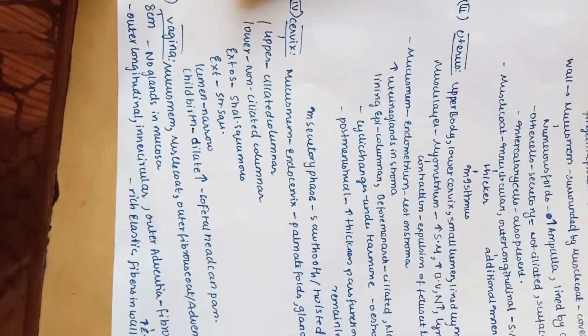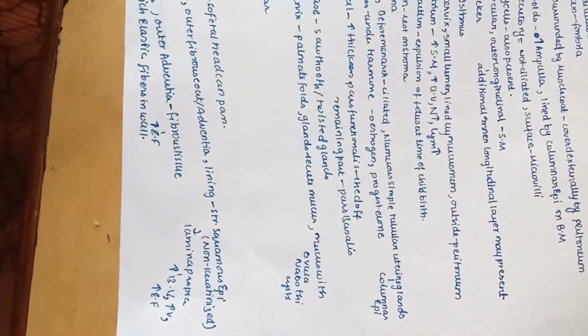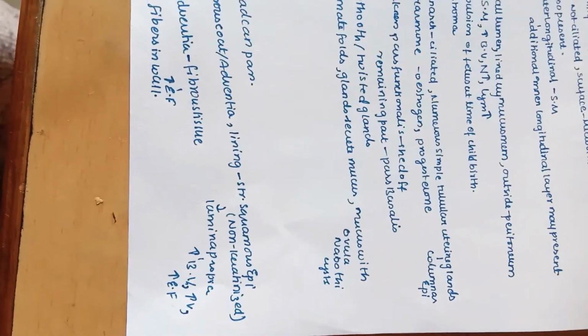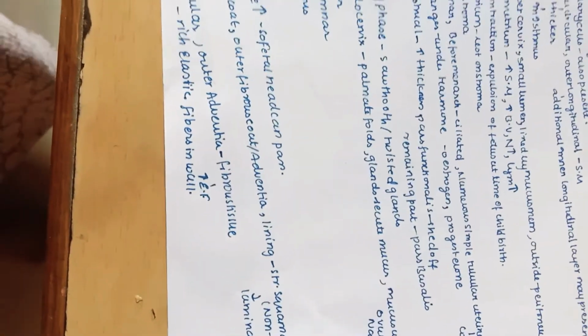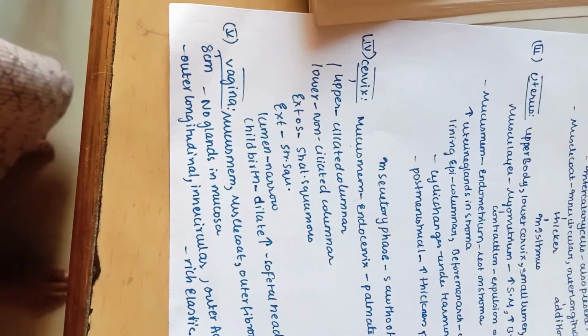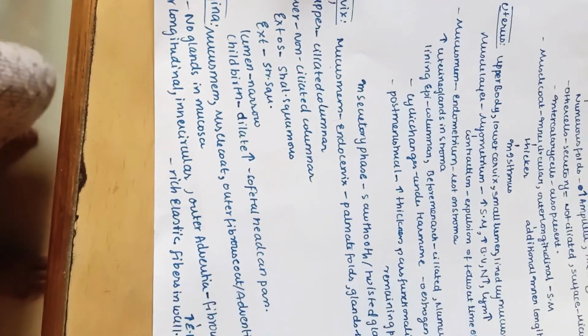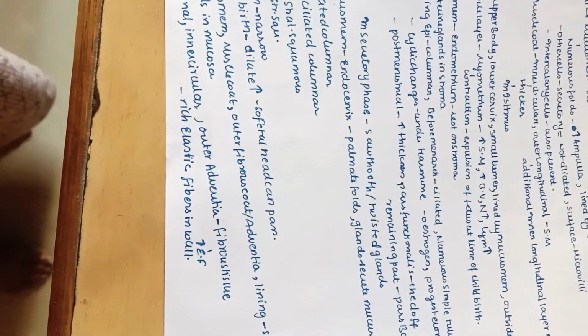So the vagina has a mucous membrane, muscle coat, and outer fibrous coat or adventitia, and the lining is mainly stratified squamous epithelium that is non-keratinized. We know we have non-keratinized epithelium because keratinized is found only in dry areas, right? It is followed by lamina propria, which contains blood vessels, more veins, and also more elastic fibers. Remember, the vagina is 8 centimeters, no glands are present in the mucosa, and it has an outer longitudinal and inner circular muscle layer, with an outer adventitia of fibrous tissue rich in elastic fibers present in the wall of the vagina.